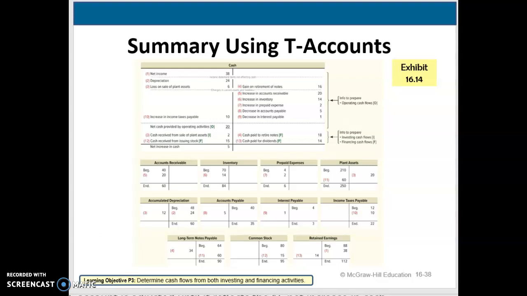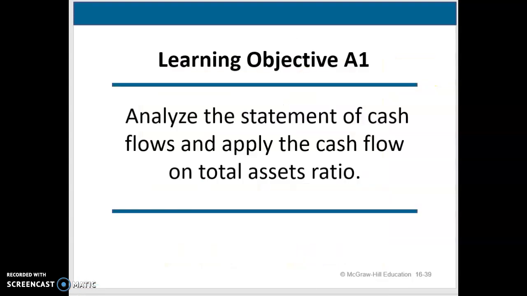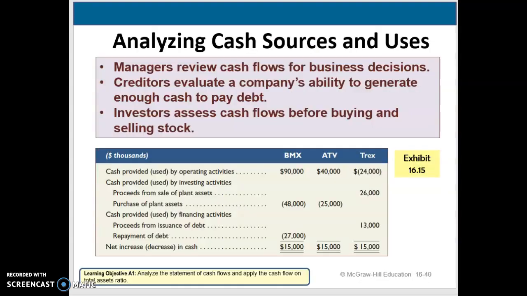All right, let's look at our last part for the chapter. So at the end of every chapter, remember, we have our ratios. This time we have a total assets ratio that we're looking at. So managers are going to review our cash flows to make business decisions. Creditors are going to evaluate a company's ability to generate enough cash to pay the debt. Investors are going to assess our cash flows before buying and selling stock. To be able to provide answers to all three, it's important to separately analyze investing, financing, and operating activities.